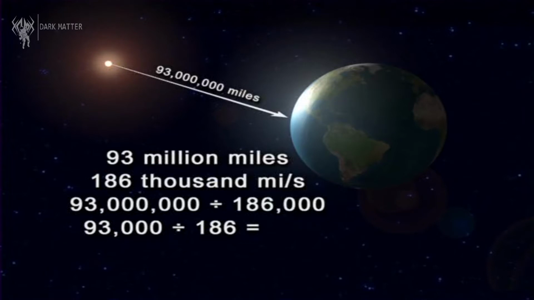Now, as it happens, we can get a very accurate estimate here. To do 93,000 divided by 186, notice that 186 times 1,000 is 186,000. And that's twice, exactly twice, 93,000. So that means that 186 times 500 will be 93,000. Therefore, 93,000 divided by 186 is 500 seconds, or about 8 minutes, 20 seconds for the light from the sun to reach the Earth. Here's another physical estimation problem.